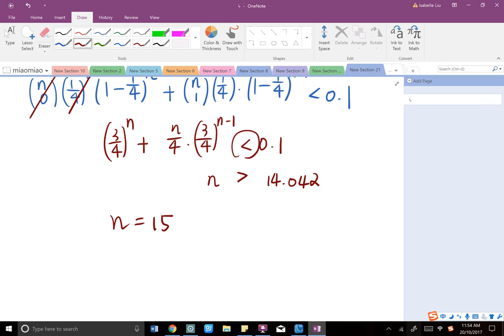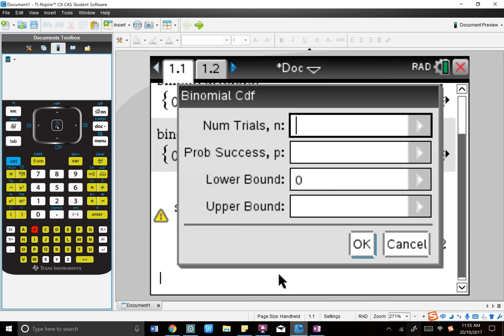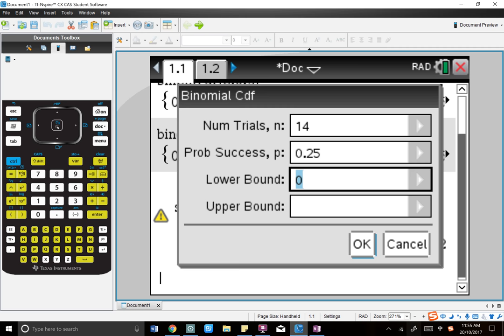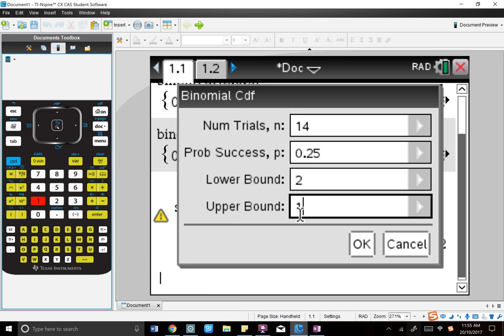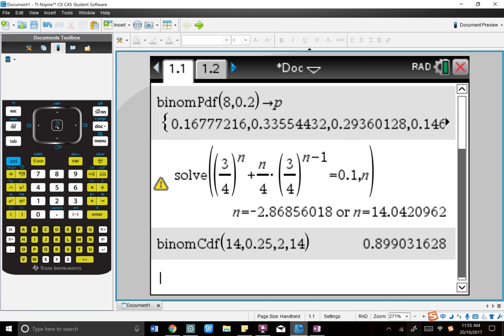Let me show you what the probability will be if you select 14. If you select 14, menu 5, the CDF, you have 14 and then the success rate is 0.25, and then you want at least 2, so it's 2 to 14. That probability is 0.899. You can't see, but it's 0.899, which is not greater than 0.9. It's not enough. You need one more, so it needs to be 15 rather than 14. 14 is really close, it's already 0.899, but it's still not 0.9 yet. So it needs to go up by 1.